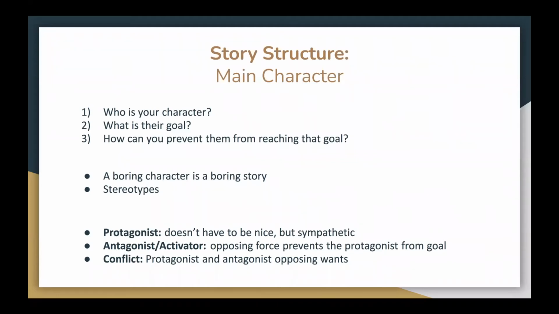Your antagonist or your activator is something that opposes the protagonist from reaching their goal. So this doesn't necessarily have to be a person, but it does have to be something that is preventing them from reaching a goal. And then the conflict is the protagonist and the antagonist and their opposing wants and needs.